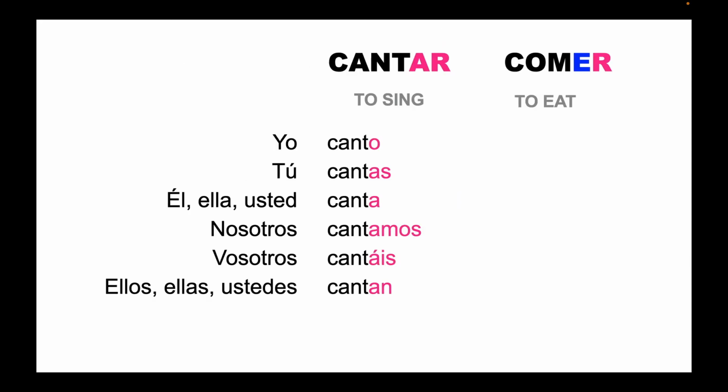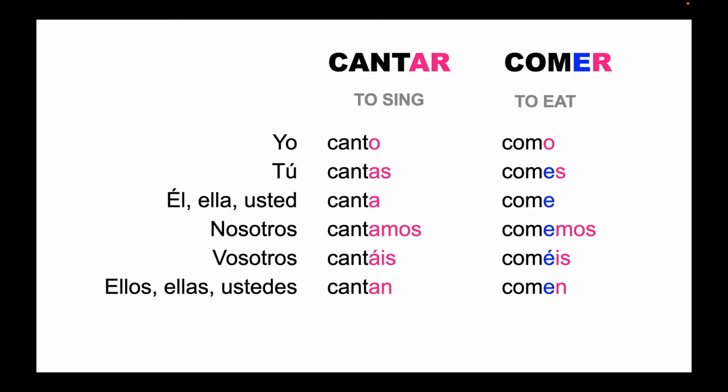Again, if you remember from the video that teaches you how to conjugate AR ending verbs, you can see those endings right here for cantar. Cantar, to sing. So that would be canto, cantas, canta, cantamos, cantáis, cantan. Now we are using comer. As you can see, the ending for yo is o for both of them, like we've seen in the last couple of slides. What about the rest of them?